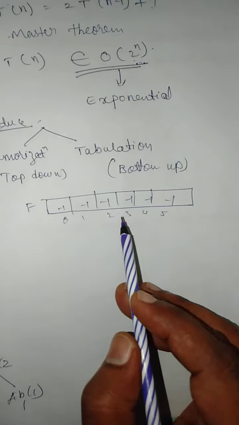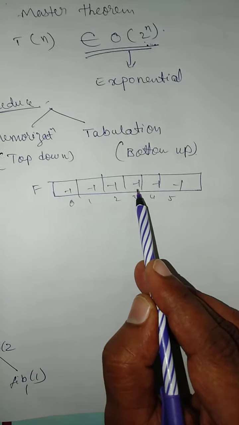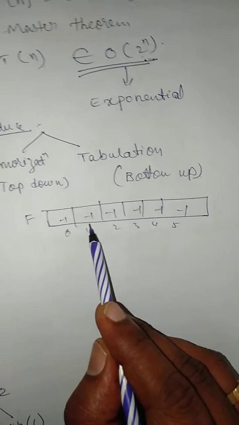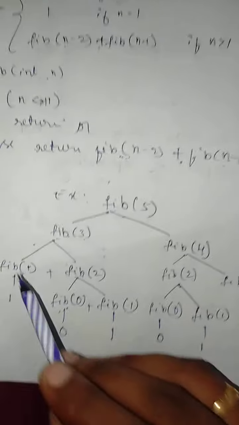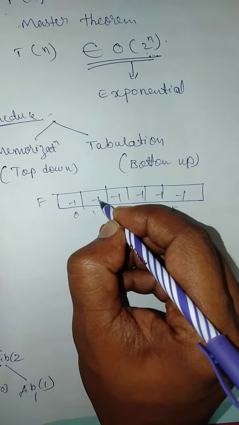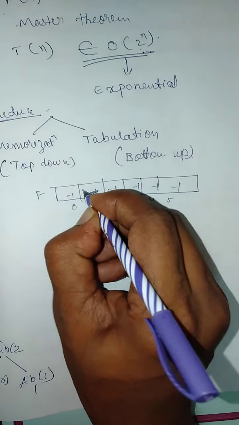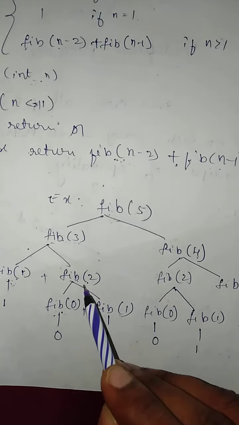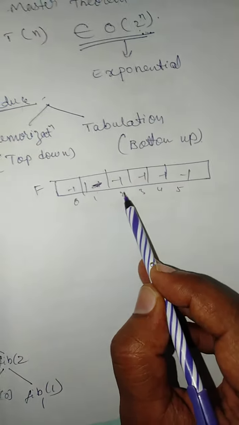So fib of 3, do we know the value? No. Next, fib of 3 calls fib of 1. Fib of 1, do we know the value? No. However, fib of 1 returns me 1. Therefore, here I change it to 1. Okay. Next, similarly, fib of 2. So fib of 2, initially it is -1.